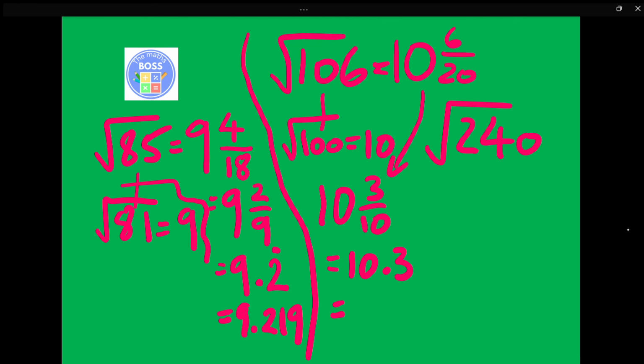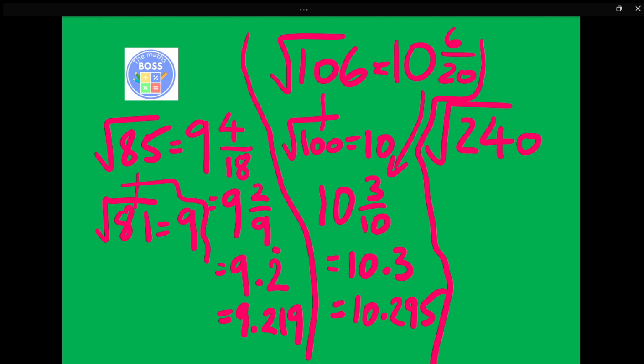Using a calculator, if you type in the square root of 106, the real answer comes to 10.295. As you can see, we have an agreement to 1 decimal place. So this one also comes out very close. Let's have a look at square root of 240.